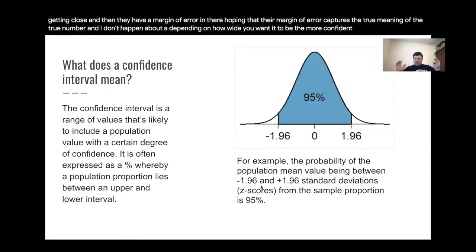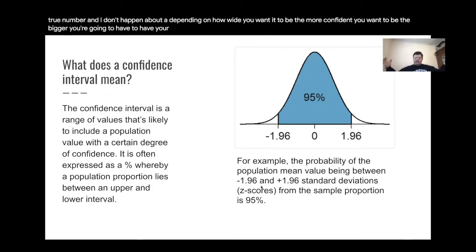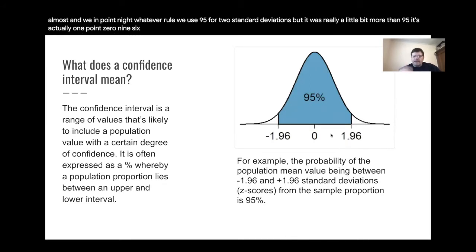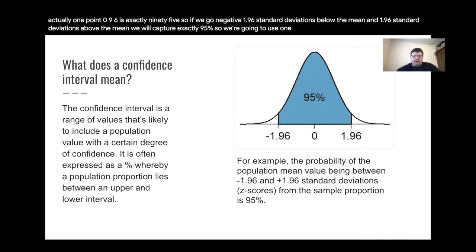That'll happen depending on how wide you want it to be. The more confident you want to be, the bigger you're going to have your spread. So 95% confidence is a good number. When we say the 68, 95, 99.7 rule, we use 95 for 2 standard deviations, but it was really a little bit more than 95. It's actually 1.96 that is exactly 95. So if we go negative 1.96 standard deviations below the mean and 1.96 standard deviations above the mean, we will capture exactly 95%. So we're going to use 1.96 and negative 1.96.